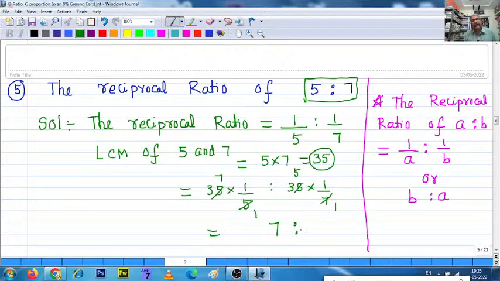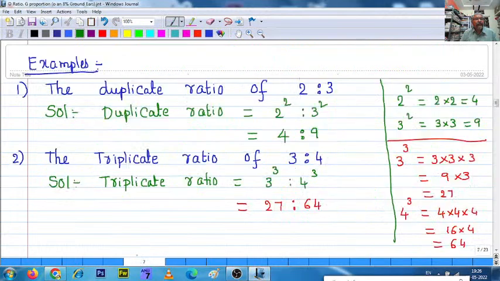Yes, absolutely correct. 7:5. That means the reciprocal ratio of 5:7 means just interchange the terms. By interchanging, you get 7:5. Directly we can write. These kinds of techniques or tips are to be remembered while attempting any entrance examinations. It may be sub-inspector examination or constable examination or banking examination. This arithmetic chapter is very, very important. For campus recruitment also very, very important. I hope it's very clear to you.